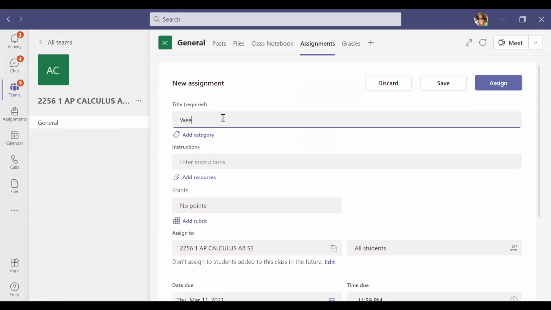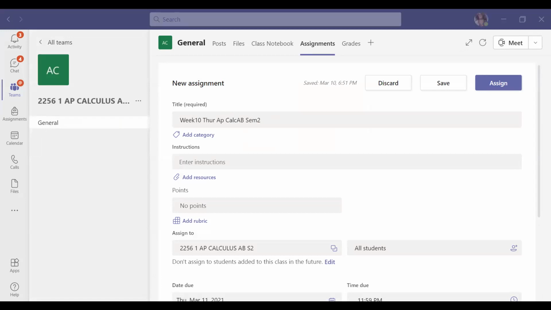So today is Week 10 Thursday, AP Calculus AB, Semester 2. Today, our topic of discussion is going to be talking about the general solution of separation of variables and differential equations. So specifically, we're going to talk about solving differential equation word problems.